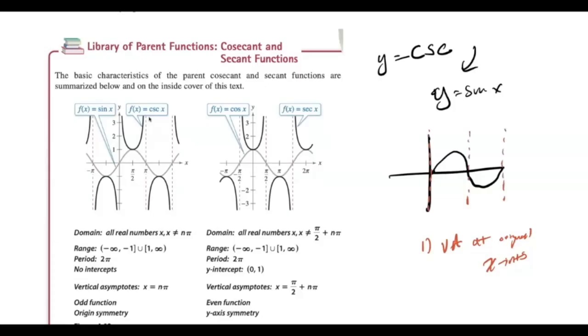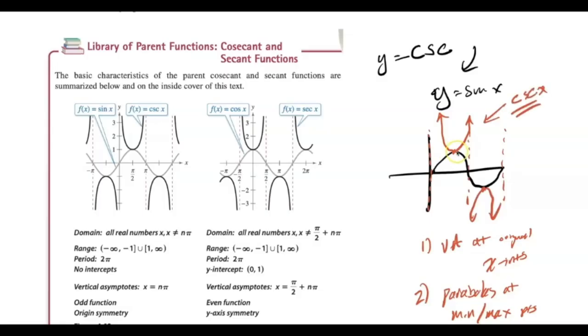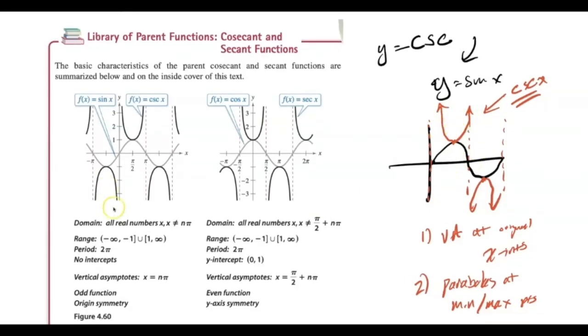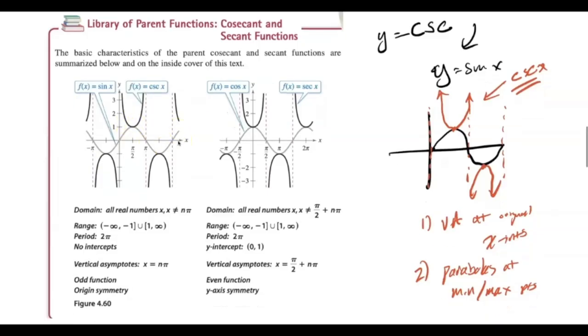And then two, you add parabolas at min and max points. Here we're going to add a parabola, and here we'll add a parabola. And those parabolas are the actual graph. The graph of sine and cosine should be done in dotted lines, like you see here, like they're not really there. It's the graph of the parabolas that's your graph of secant and cosecant. You can see from this that there are no intercepts. The range is from the parabola start, in this case 1 to infinity and negative infinity to 1. Your domain's in between all these asymptotes.